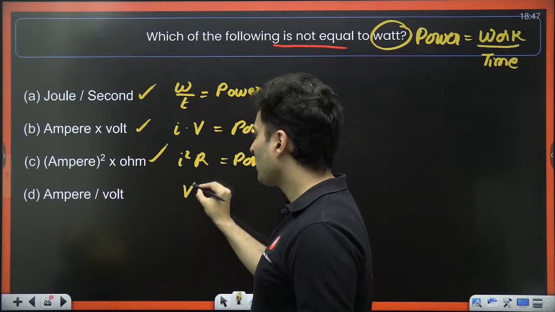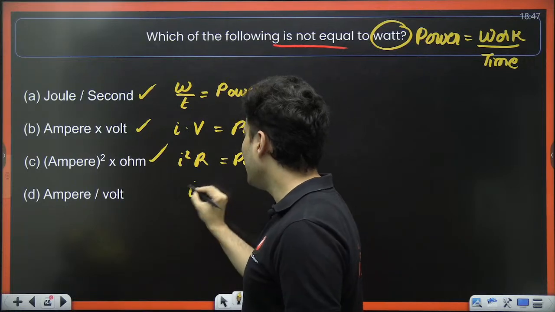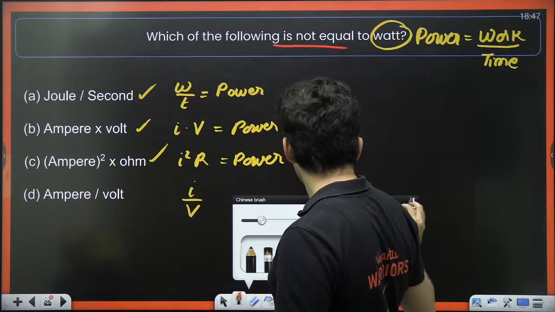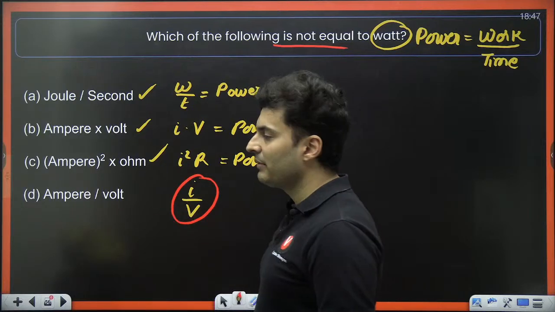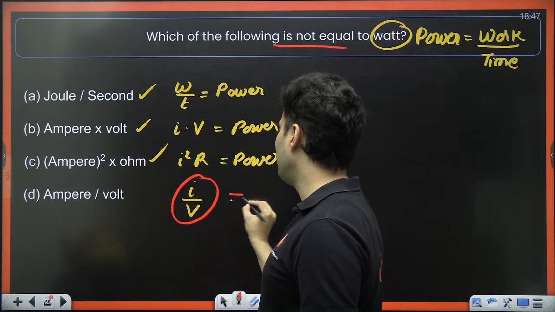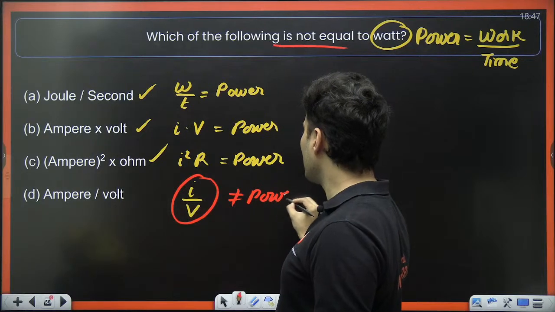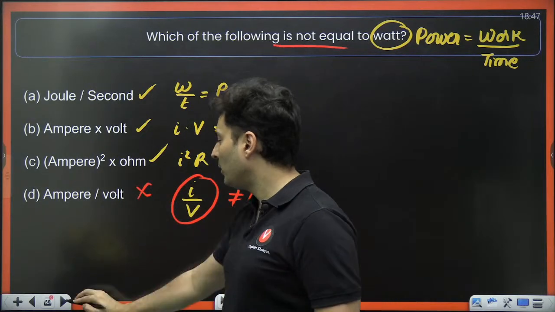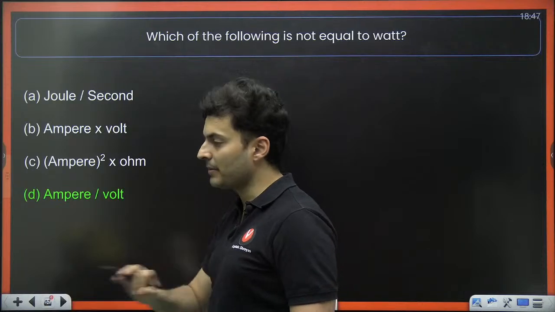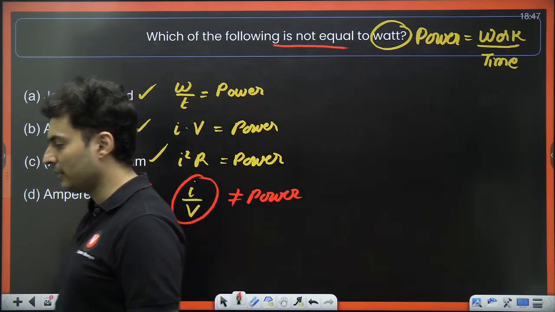Ampere by volt, no. I by V doesn't come out to be anything. I by V doesn't come out to be power, so definitely this is not power. So hence it is the odd man out here. So that is answer D. That is answer D. D for doctor.